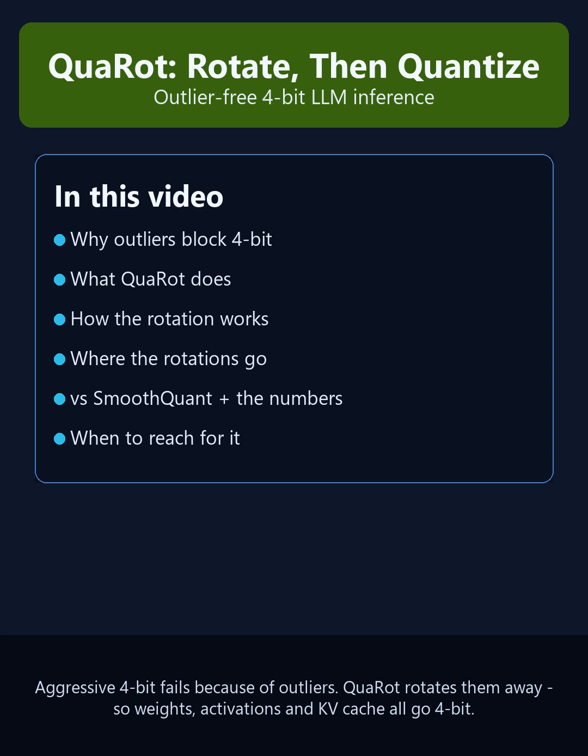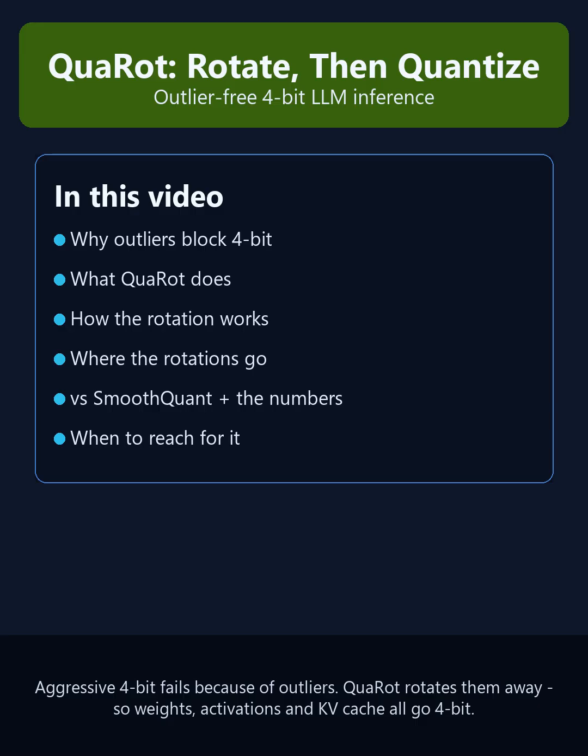4-bit quantization can shrink a large language model by 4 times and make it far faster, but there is a catch. A handful of extreme outlier values wreck the accuracy. QuaRot, from ETH Zurich in 2024, fixes this with a surprising trick.